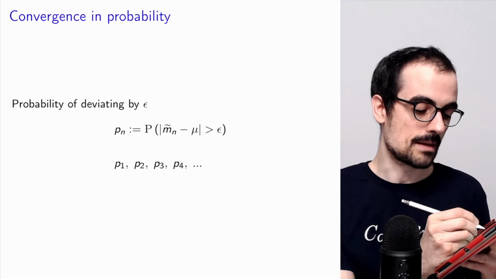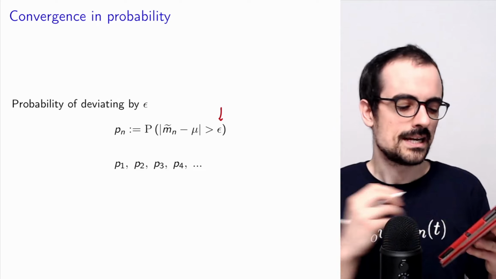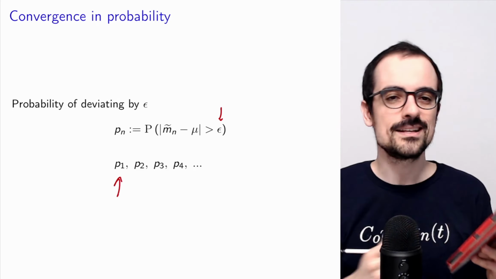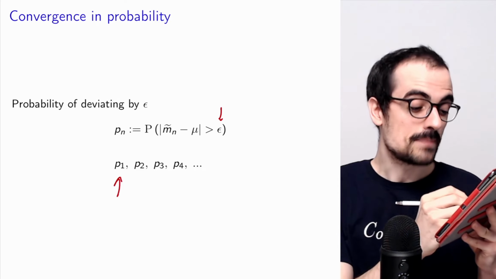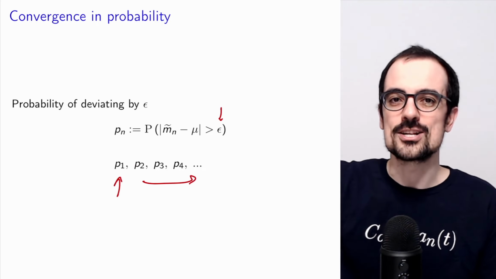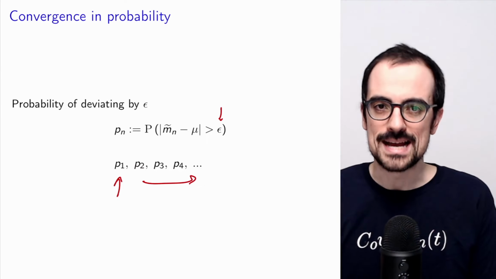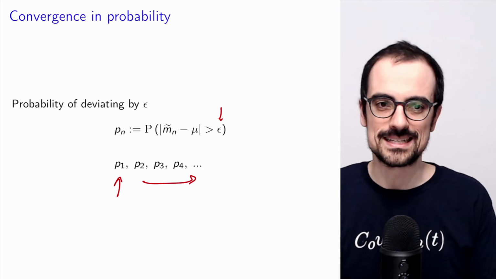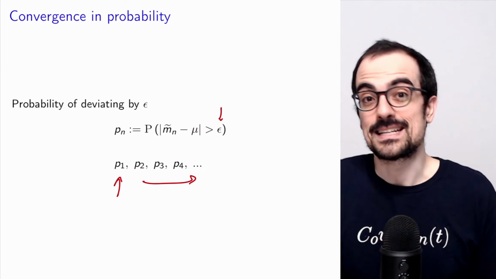So you fix some epsilon, you fix 10 to the minus 3, or you want to be very strict, 10 to the minus 10, and you say, okay, the probability at the beginning is probably going to be very large because the estimator is not so good. But eventually, what happens to this probability as n grows larger and larger? What happens to the probability that I deviate by 10 to the minus 4 or 10 to the minus 10 from the estimator that I'm interested in? And that's the law of large numbers.